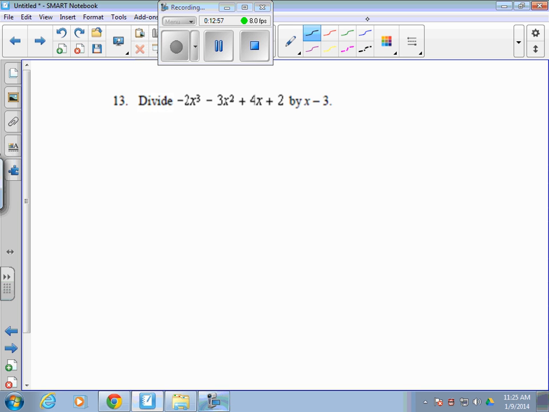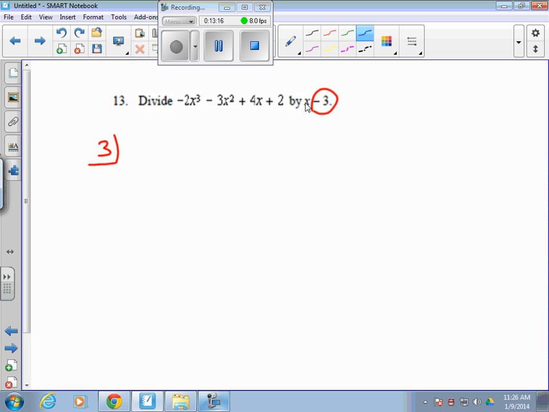Okay, this says to divide negative 2x cubed minus 2x squared plus 4x plus 2 by x minus 3. Easiest way to divide all of this nonsense is to use synthetic division. Remember, for synthetic division, use the opposite number, that negative 3 right there. It's positive 3. It's going to look familiar when I write them down.